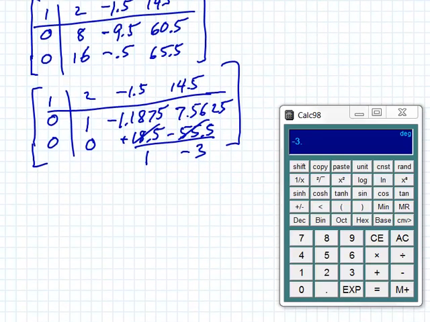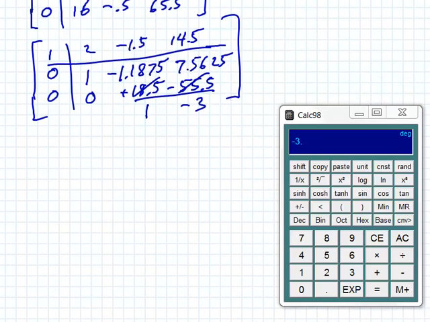All right, let's decode our answers from this now by back substitution. So x, y, z, this says z equals minus 3.